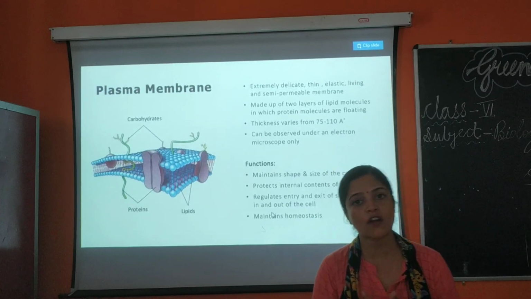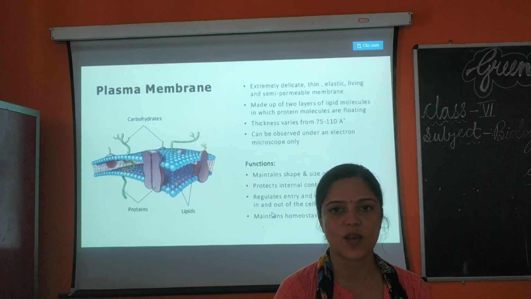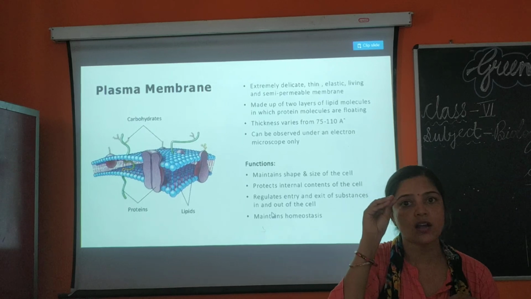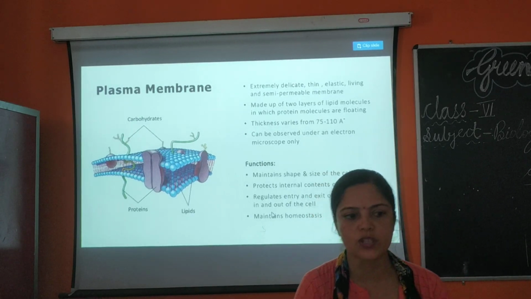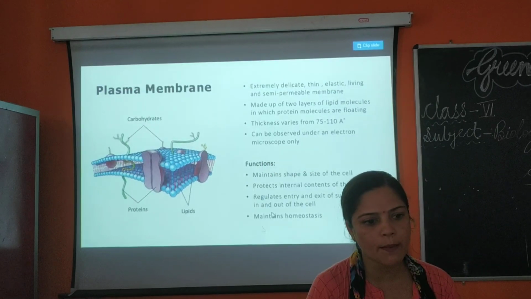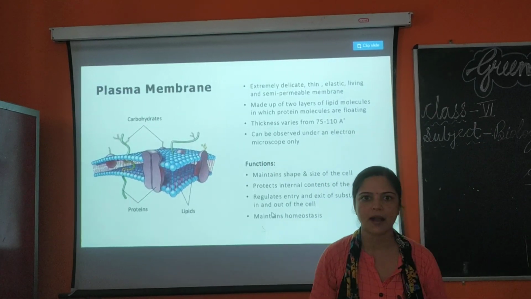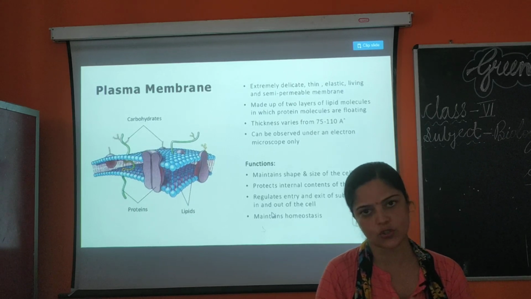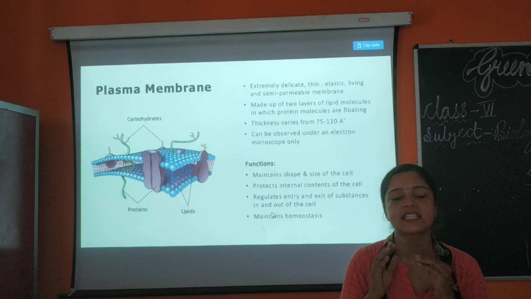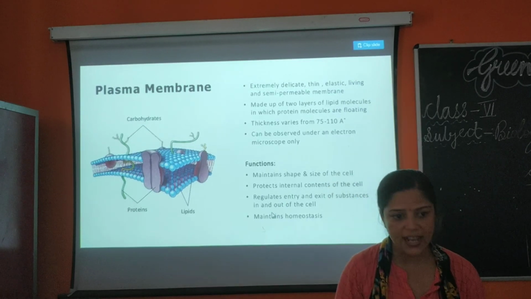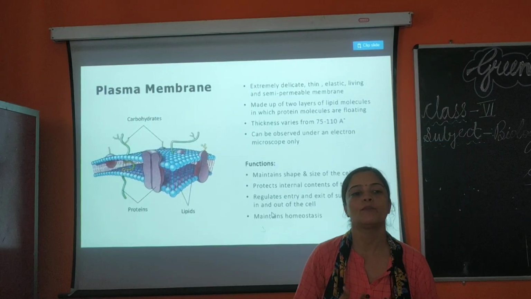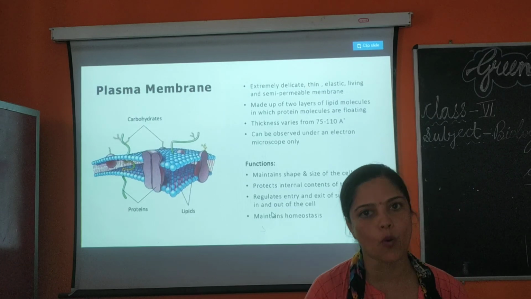What is it made up of? It is made up of fats as well as proteins, and it contains small pores. So what is plasma membrane? A cell is surrounded by a membrane. That membrane is called plasma membrane or cell membrane, and it is thin, delicate and flexible. It is living. It is made up of fats and proteins, and it contains pores.